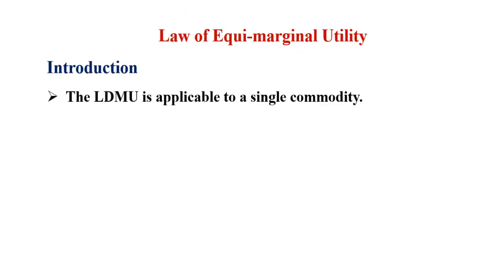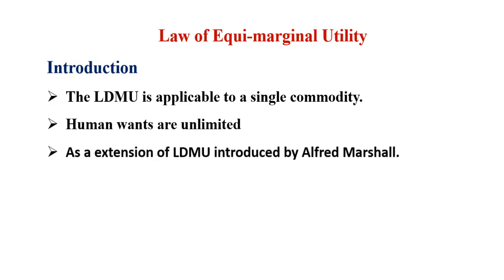The law of diminishing marginal utility is applicable to a single commodity. But human wants are unlimited. There is no limit to human wants. Therefore, as an extension of the law of diminishing marginal utility, this law is introduced by Alfred Marshall.